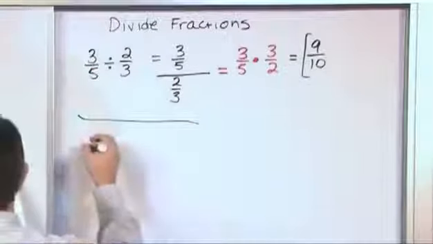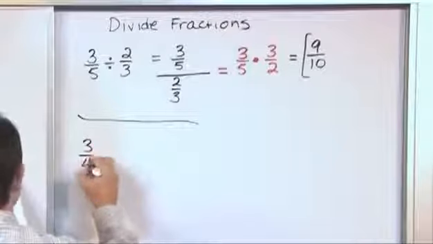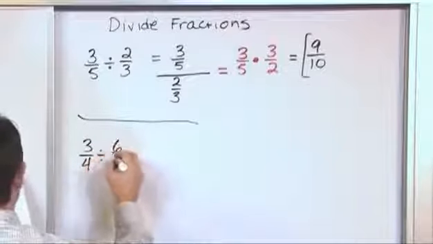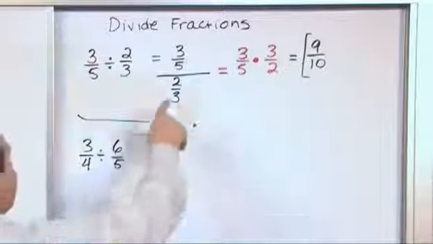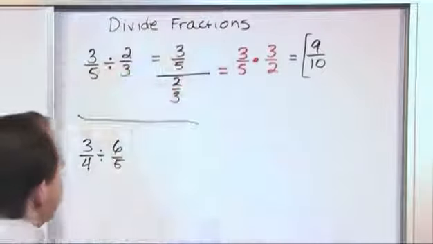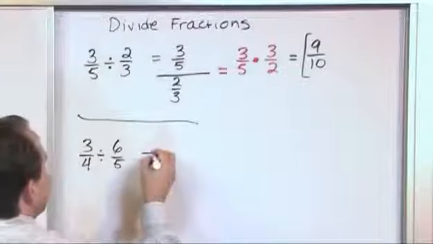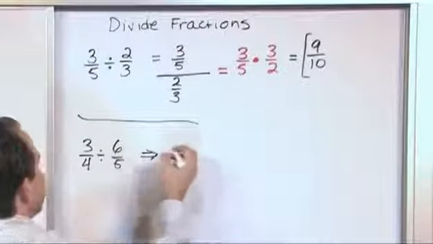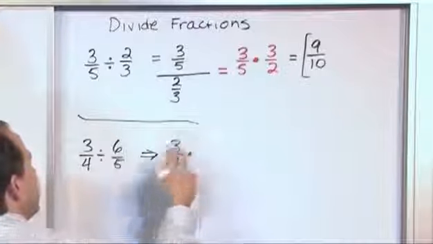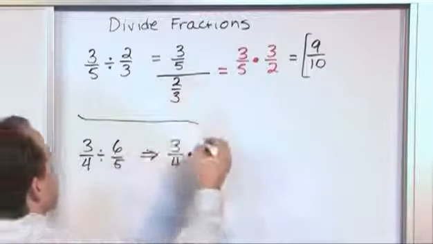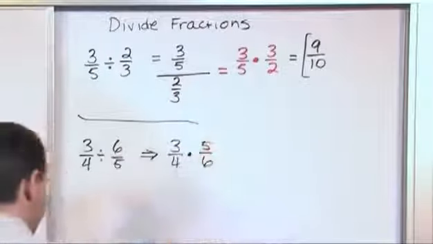So let's work another one. Let's say we have 3/4 divided by 6/5. Okay? Now, I've introduced this to you guys just to kind of show you what that is, but you don't really need to write it like that. I was just mostly introducing it. You can just do it like this. 3/4, change this division into a multiplication, flip the second fraction over, 5/6.